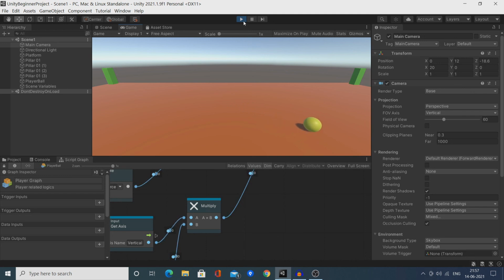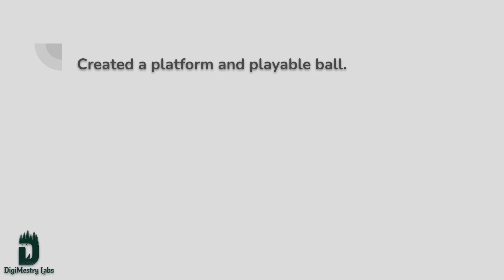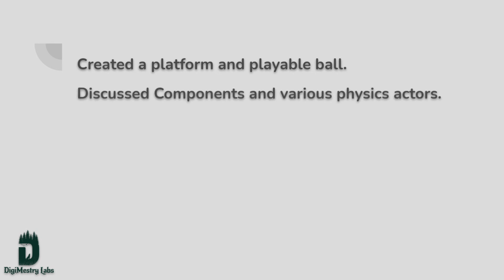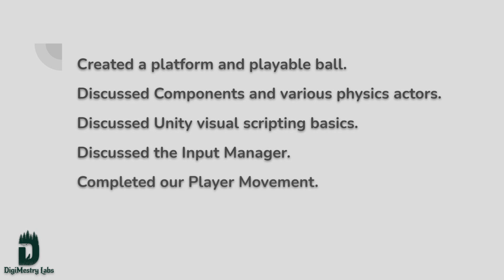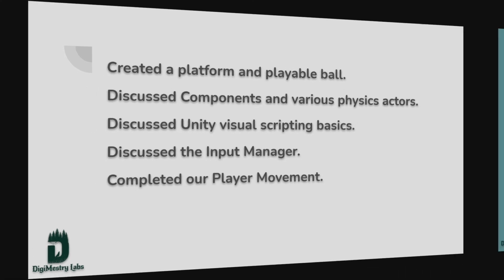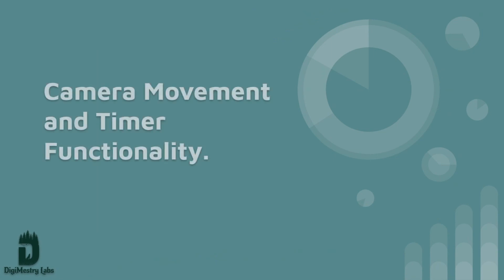By this, we have completed the second part of our project. So to conclude, we created a platform and playable ball. We discussed components and various physics actors. Then we discussed Unity visual scripting basics. We also discussed the input manager. And we completed our player movement. In part 3 of this series, we will create the camera movement and timer functionality.